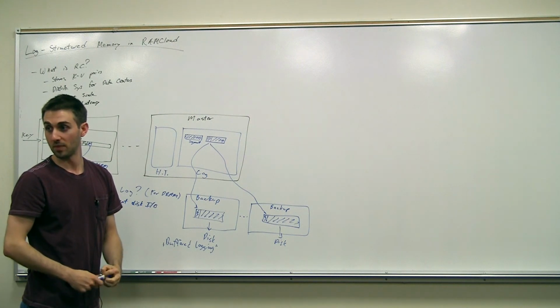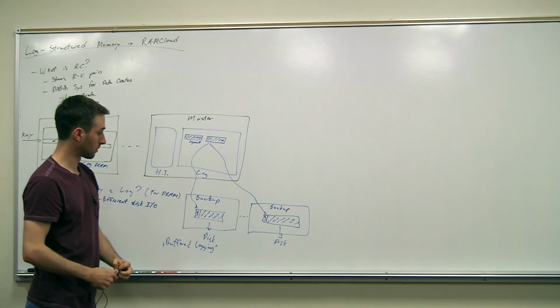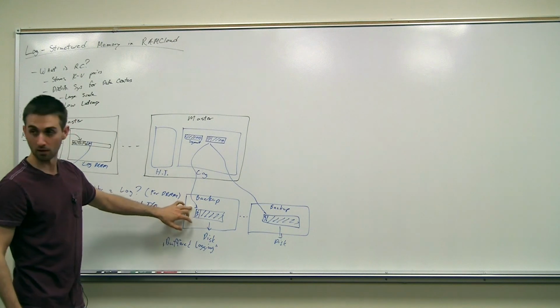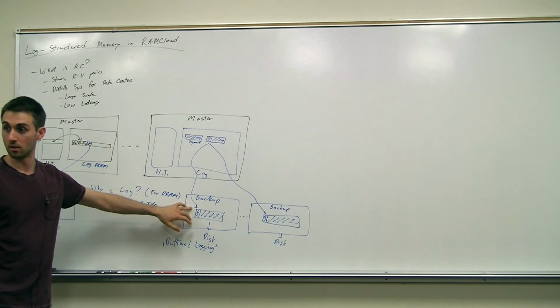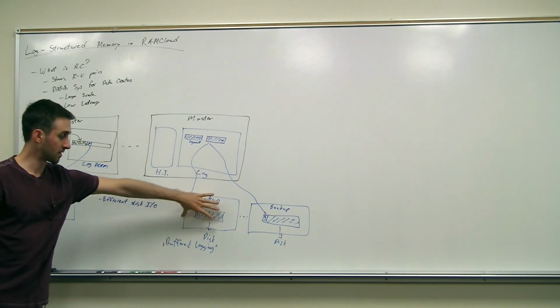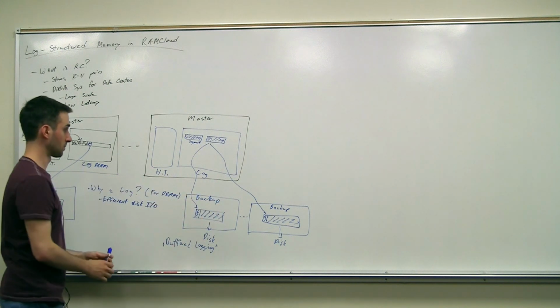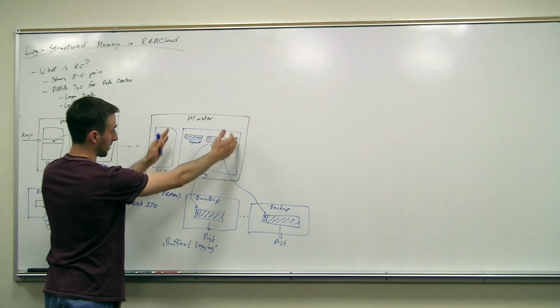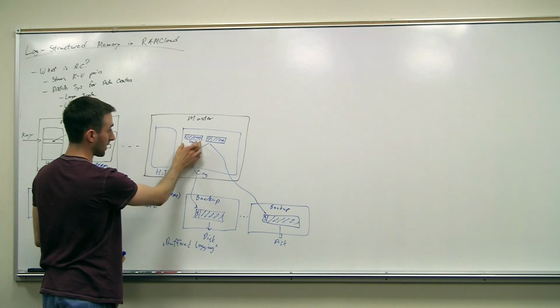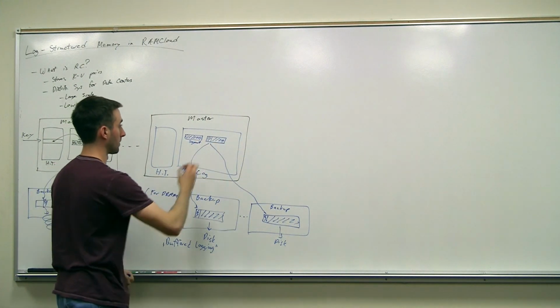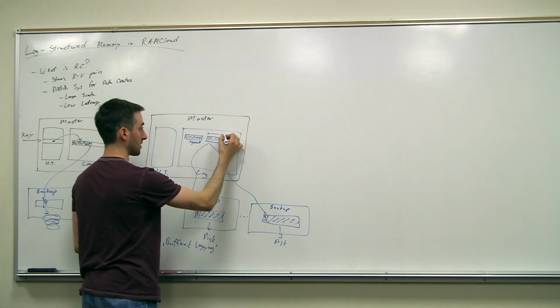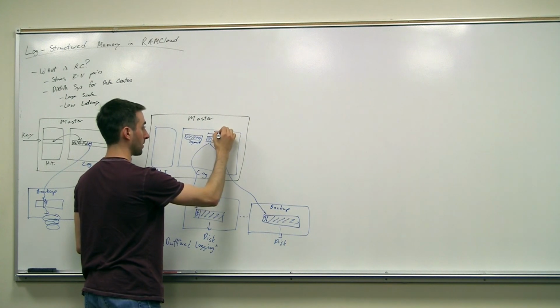Is that maintained as a log structure as well? These are just individual buffers. So the master has a giant chunk of memory that is divided up into pieces. Each of these pieces, not super important, but they're 8 megabytes.